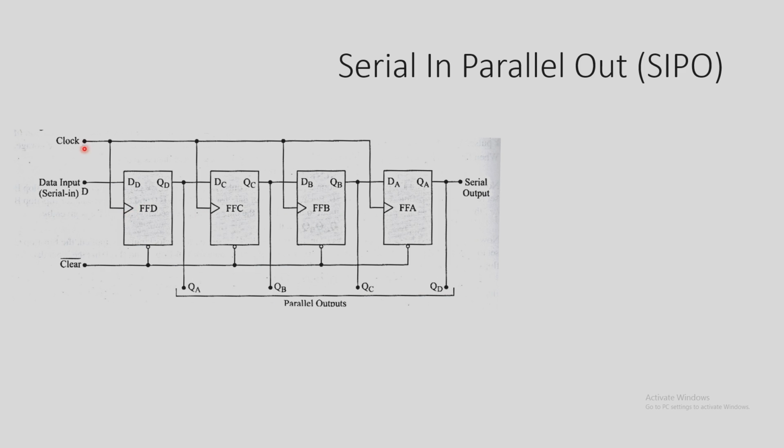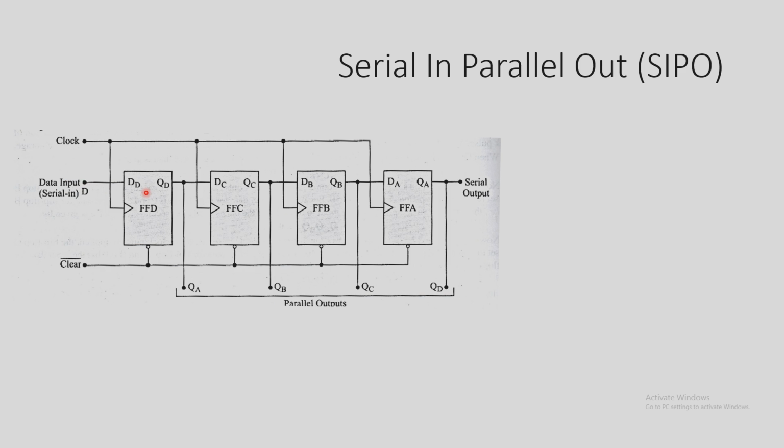This time we have positive edge triggered flip-flops, and the common clock pulse is feeding all the flip-flops. So this is a synchronous device again, and this is the clear signal. This will be used to start the operation. To clear all the previous data, this will be set to 1 and all the flip-flops will be set to 0. Now, as you can see, the input is taken in serial mode. So data will be fed from this single port.